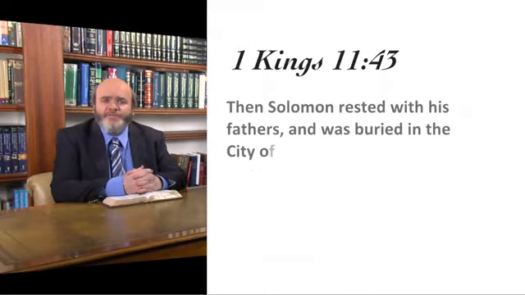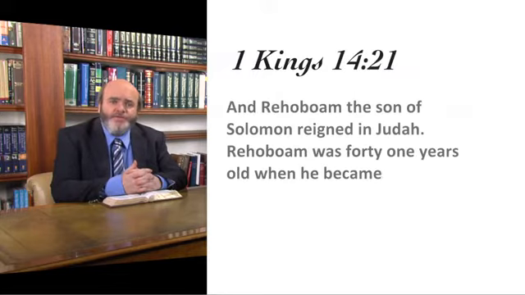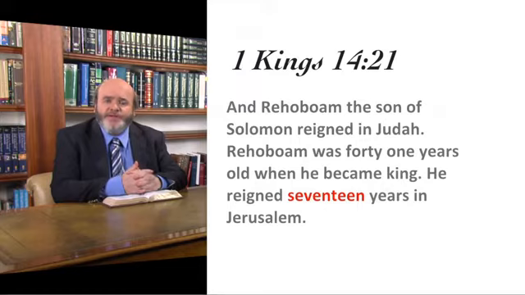After Solomon's death, Rehoboam, his son, reigned in his place. 1 Kings 11:43 tells us, "Then Solomon rested with his fathers, and was buried in the city of David his father, and Rehoboam his son reigned in his place." 1 Kings 14:21 tells us that he reigned for 17 years. "And Rehoboam, the son of Solomon, reigned in Judah. Rehoboam was 41 years old when he became king. He reigned 17 years in Jerusalem."